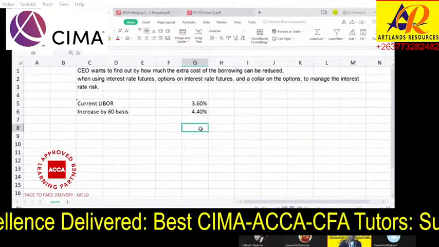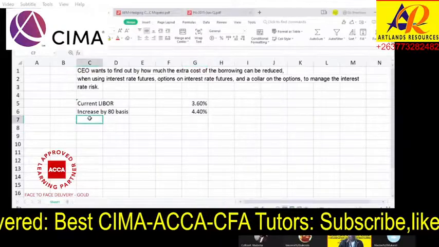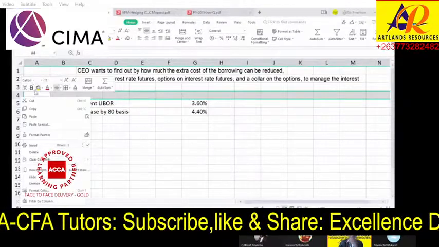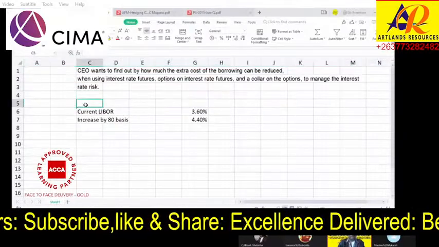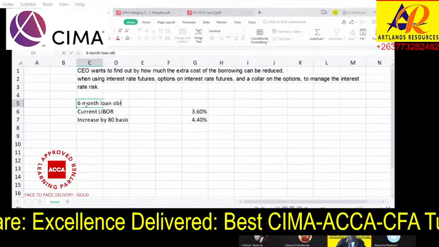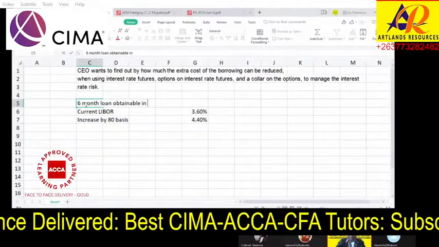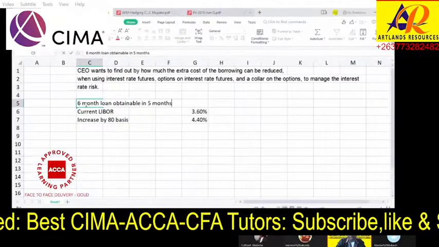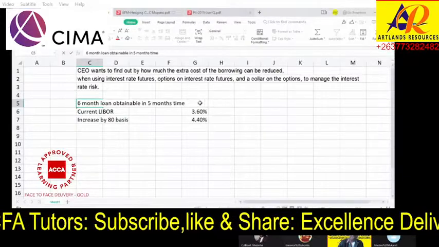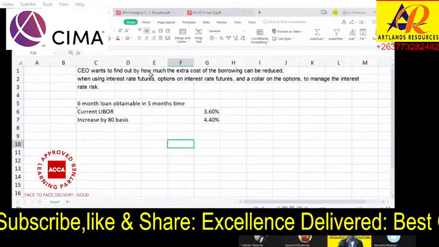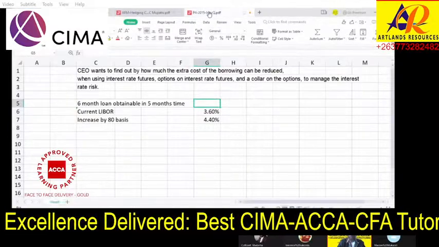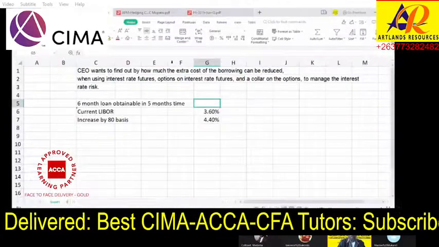Now, because it increases by 80 basis points, this is like a 6-month loan obtainable in 5 months time. Because they are saying today is 1 June and we are going to get a loan in 5 months time, and this loan will be repaid in 11 months time. So in other words, the loan is a 6-month loan, and the loan is 34 million. So you put 34 million.